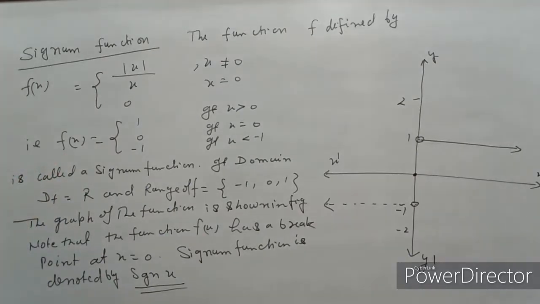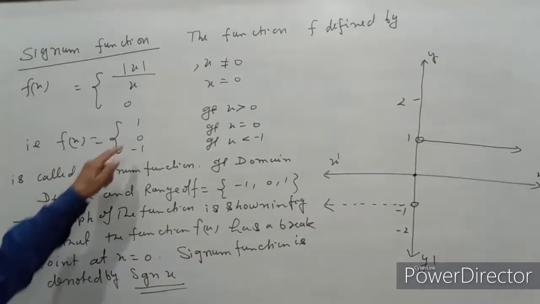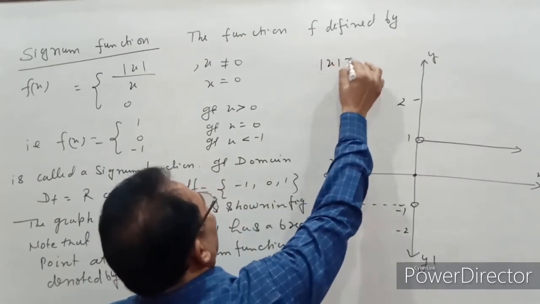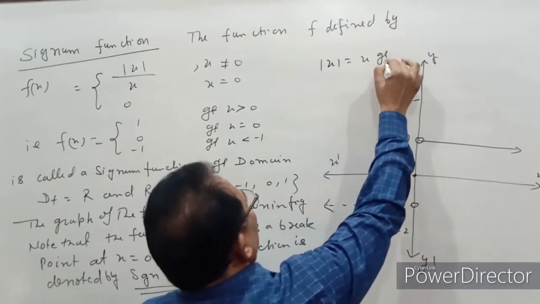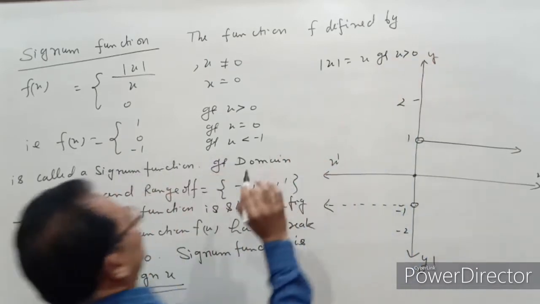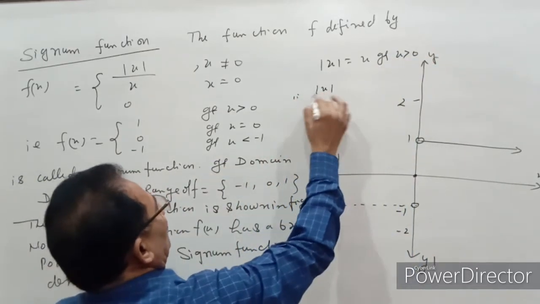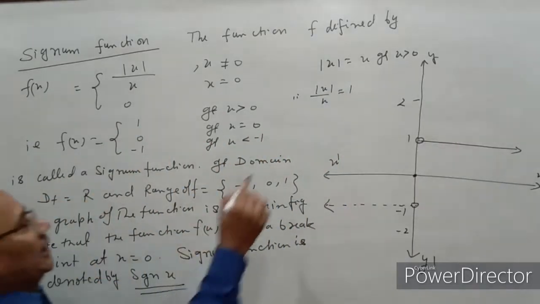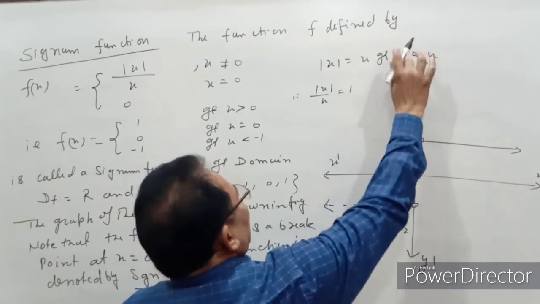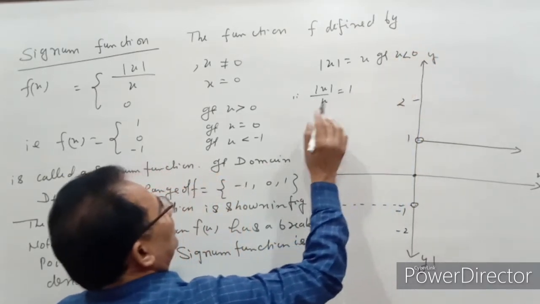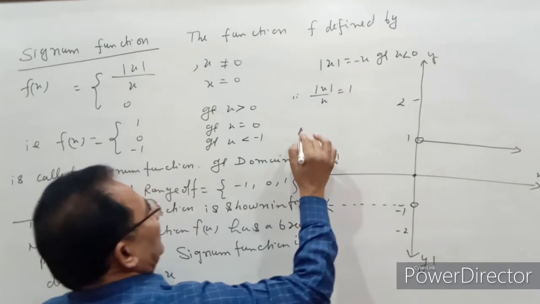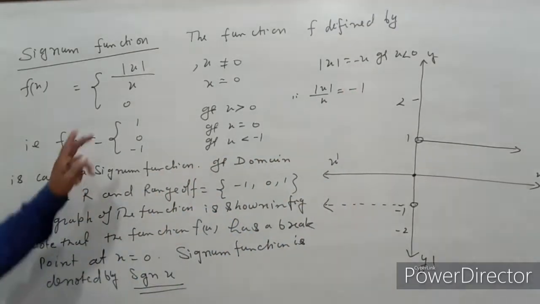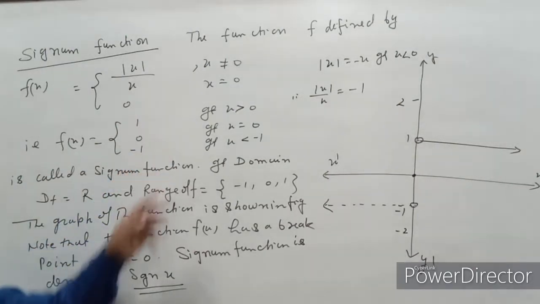That is, if you see here, mod of x by x is equal to 1 if x is positive. If x is positive, that is, x is greater than 0, then mod of x by x should be equal to 1. Or if x is less than 0, then mod of x is equal to minus x, so this is equal to minus 1. Or when x is equal to 0, then it is 0.